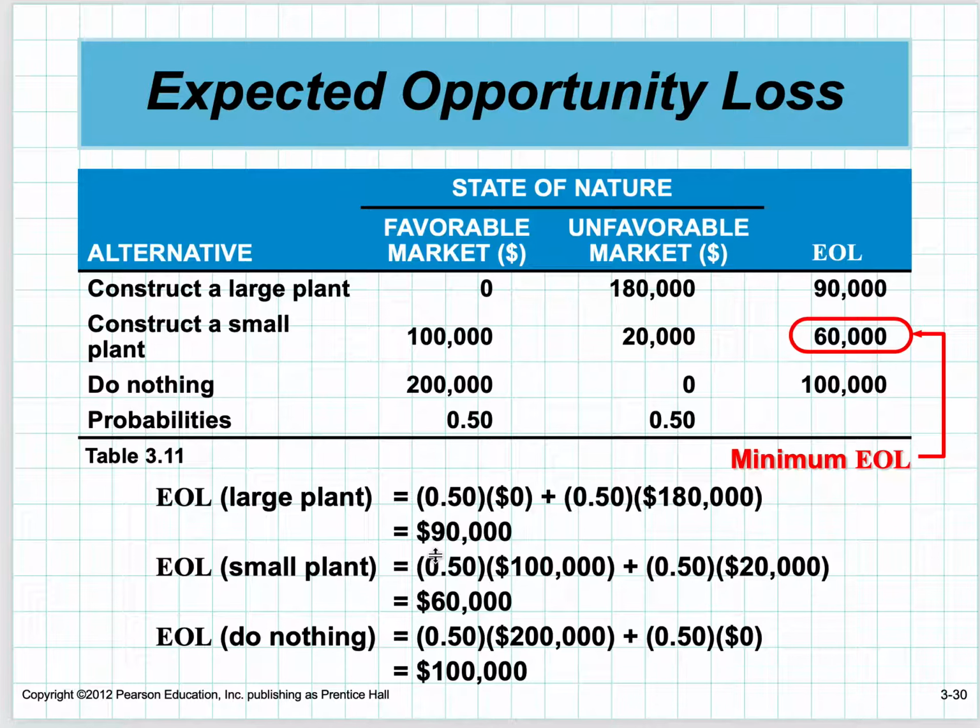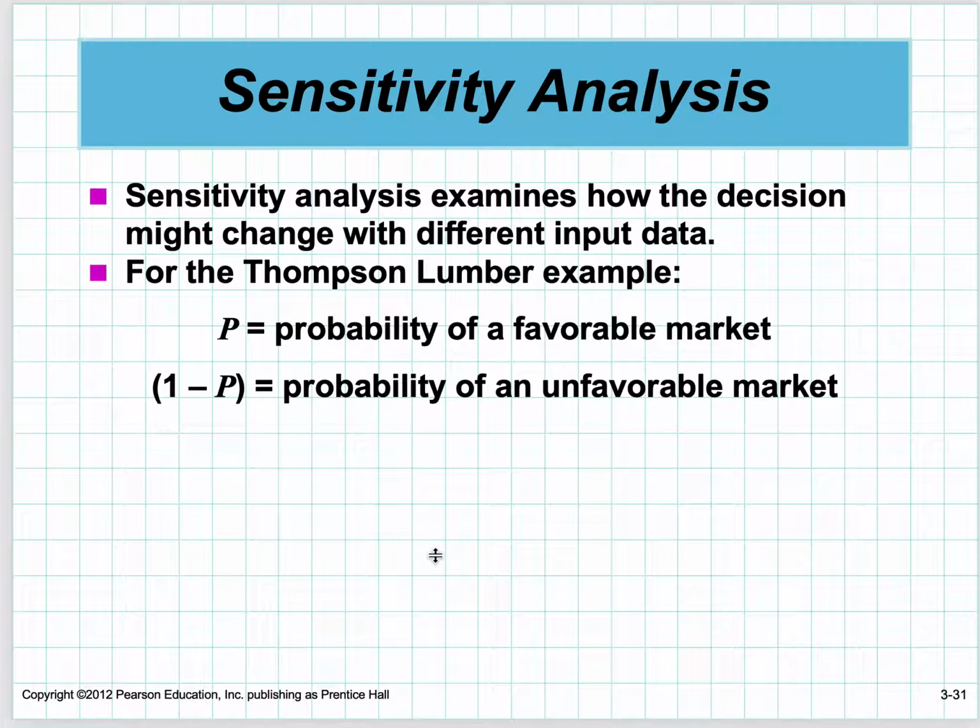And you get the 60,000 again. Sensitivity analysis examines how the decision might change with different input data. In this case, we're looking at the probabilities of a favorable and unfavorable market. Play around with them, see where it goes.